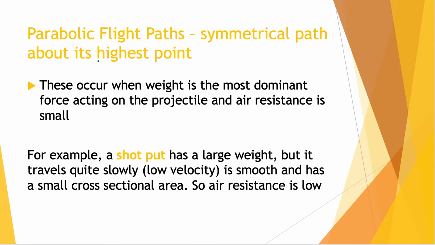A parabolic flight path, one that looks like this, or like this, or like this, is symmetrical, and I would make sure I labelled them as symmetrical. It occurs when weight is the dominant force acting on the projectile and air resistance is having very little effect. A shot put is a perfect example of that because it's got a very large weight, but it's travelling slowly with a low velocity. It's got smooth surface characteristics and a small frontal cross-sectional area, and therefore air resistance is low.